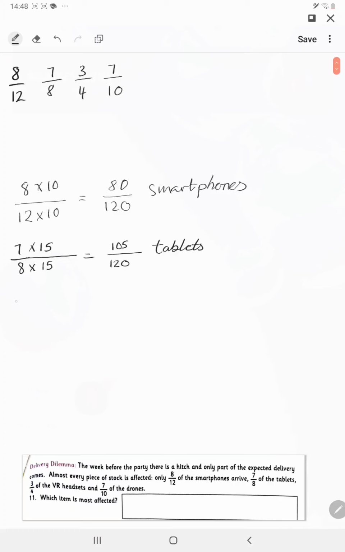Now we have 3/4. We need to times 4 by 30. So we're going to times 3 by 30, which will give us 90 over 120 for VR headsets.